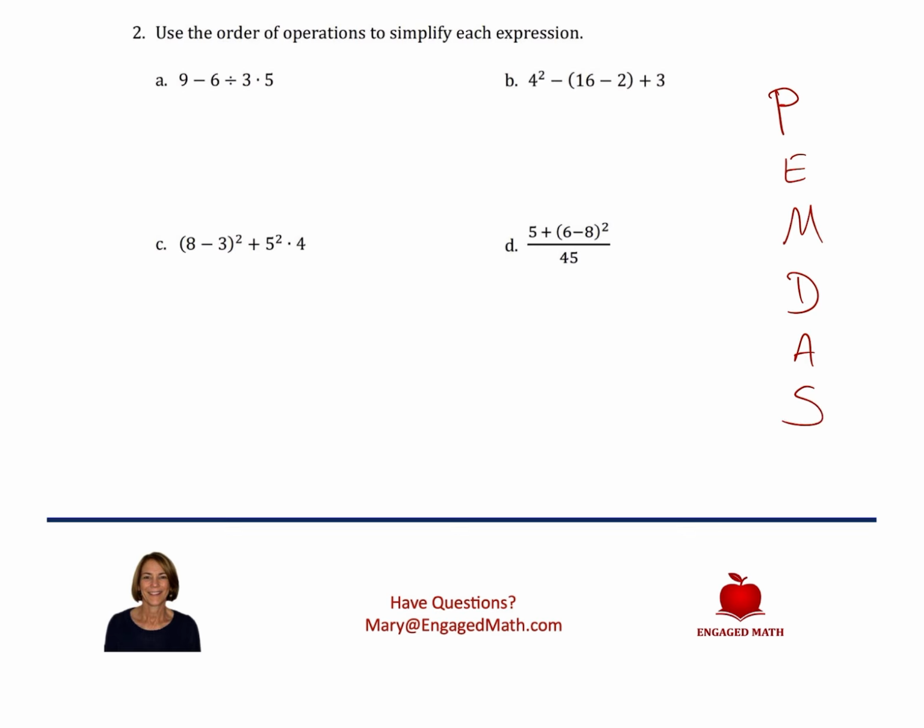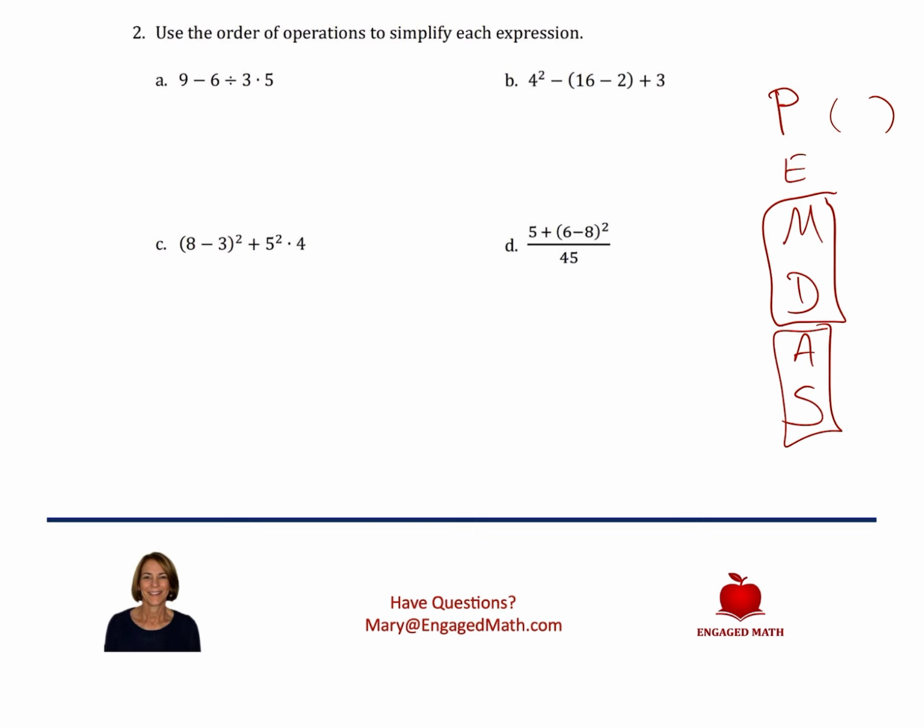Some teachers may teach it by having you recognize the word PEMDAS. Some may have you think of it as please excuse my dear Aunt Sally. What's really important is that this tells you the order in which you have to do operations in math. The P stands for parentheses. You always do parentheses first.